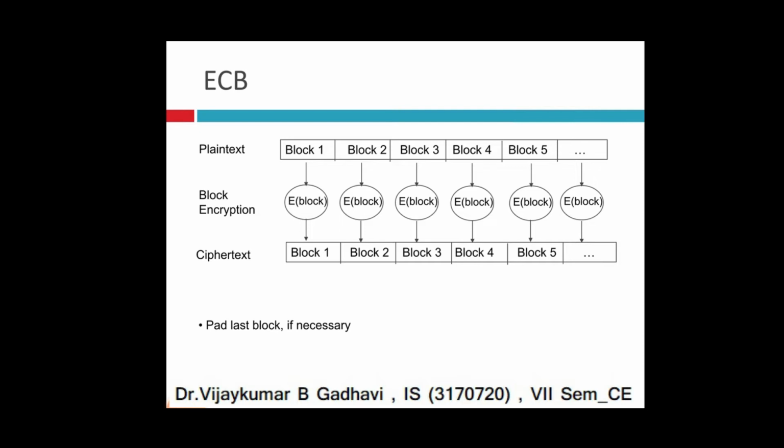This is a figure. We can see the ECB, the plaintext divided into blocks, block 1 to 5, and the block encryption process. Each block follows the equation we saw in the last slide and is converted into ciphertext. The last block is padded if necessary.